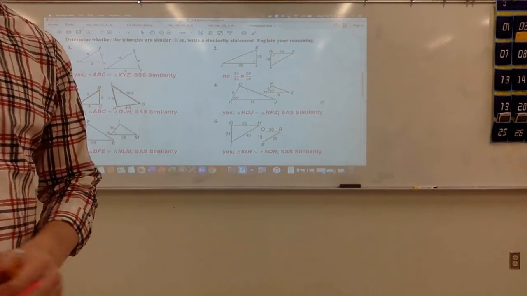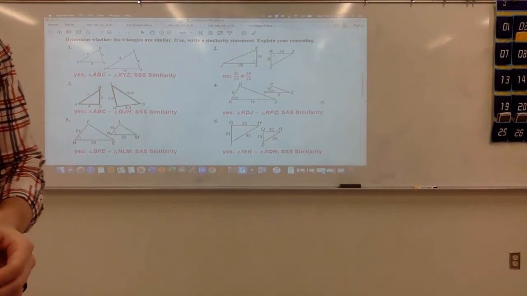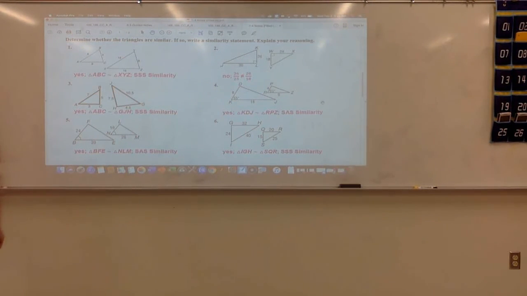All right, take a look up here at the answers. The only one that ends up not being similar is number 2. The rest of them should be similar. Okay, we do have to make sure we're stating the correct postulate, whether it's side, side, side, or side, angle, side.